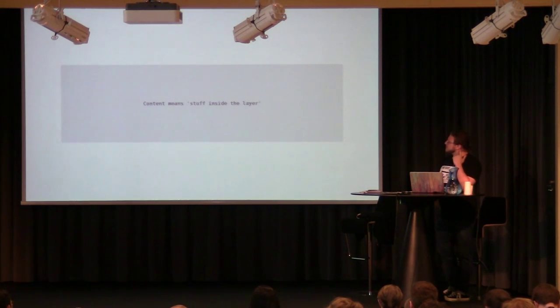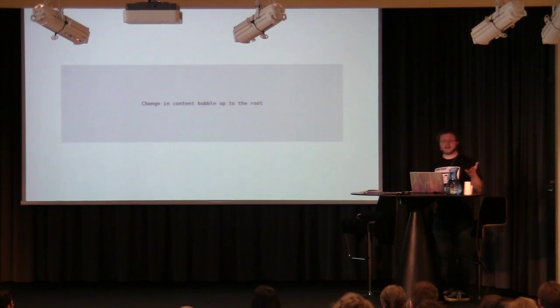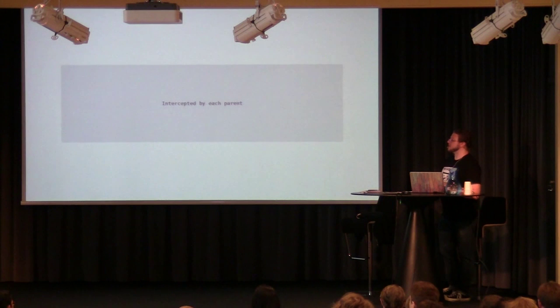So the content means the stuff that is inside the layer. Maybe text, maybe image data, maybe a background color. Like the layer layout management, changes in content can get intercepted by the parent. For instance, the parent can have a cache inside itself and decide not to redraw, not to walk the entire graph.